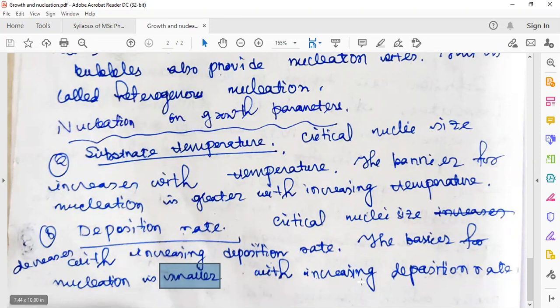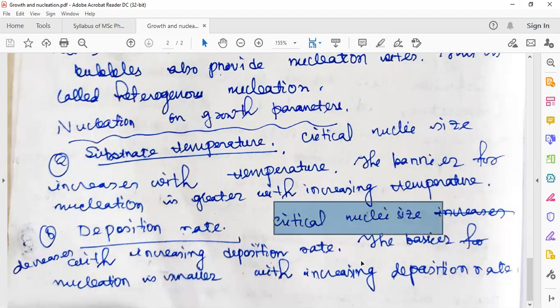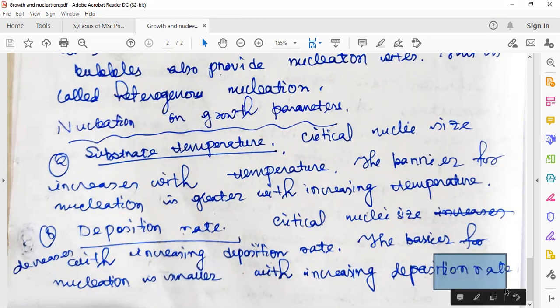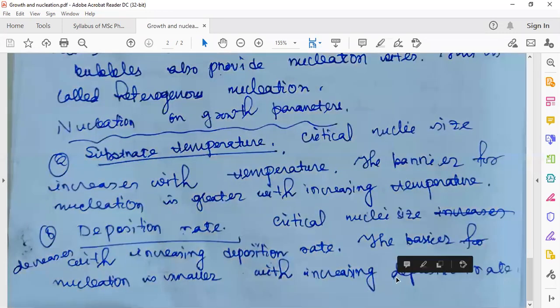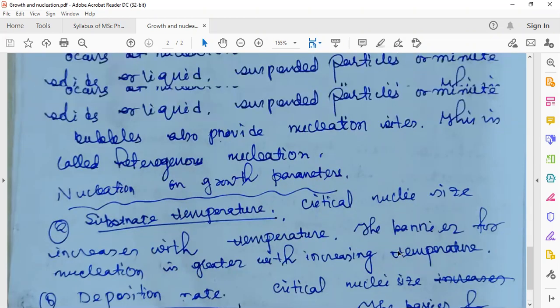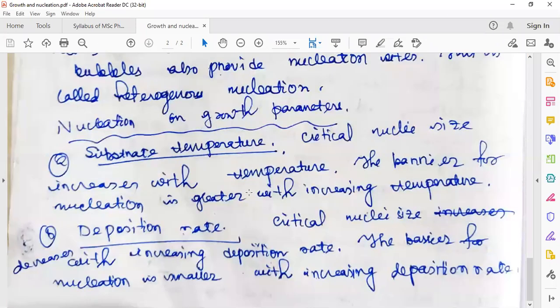Because higher deposition rate decreases the critical nucleus size, the barrier of nucleation is smaller with increasing deposition rate. So the higher the deposition rate, the sooner and better will be your nucleation of thin film. So these are the two factors on which nucleation depends among the growth parameters of thin films: substrate temperature and deposition rate.